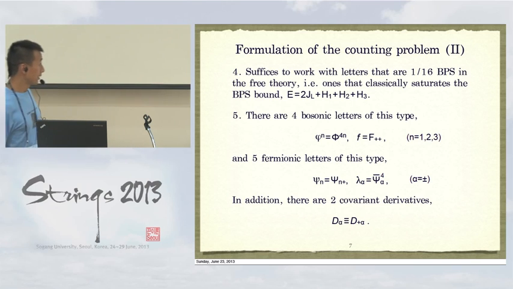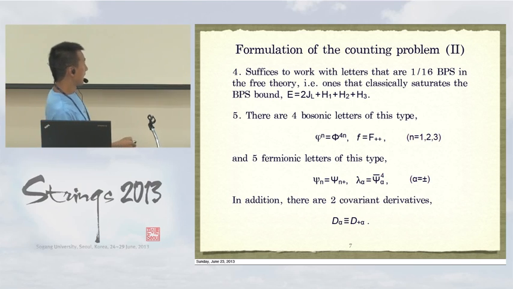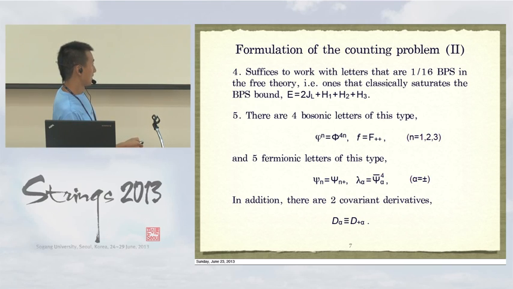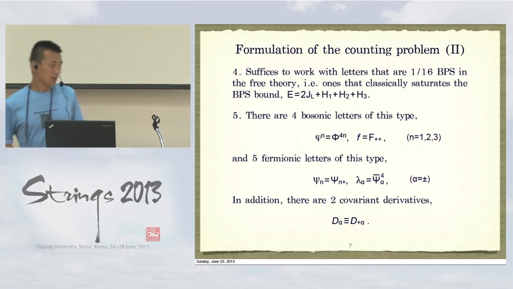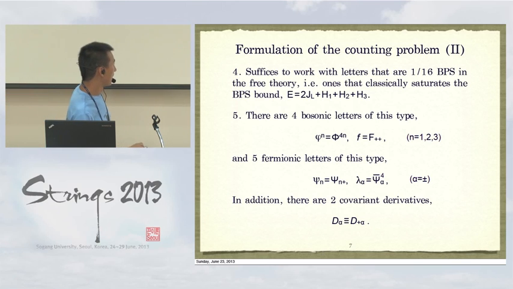Suffice to say that in some convention, the 1/16 BPS letters are of the following form. You take Phi upper 4n, where these two indices I and J originally run from 1 to 4. You take the first index to be 4, and the second index to be 1, 2, or 3. So these give you 3 scalars, which you call Phi upper n.